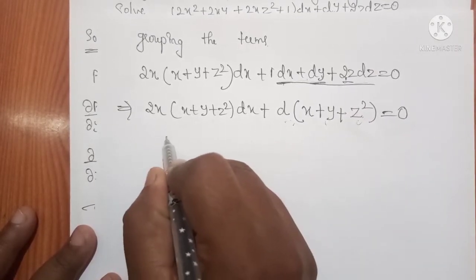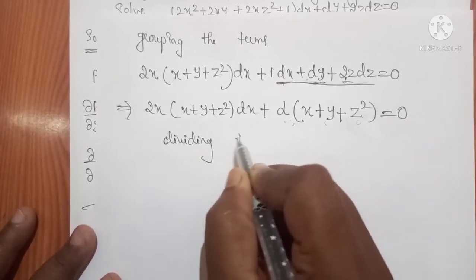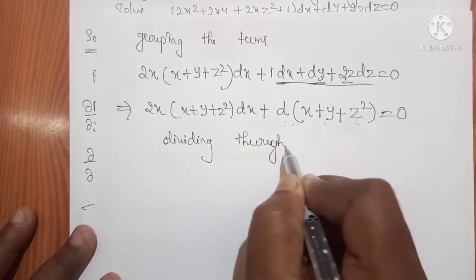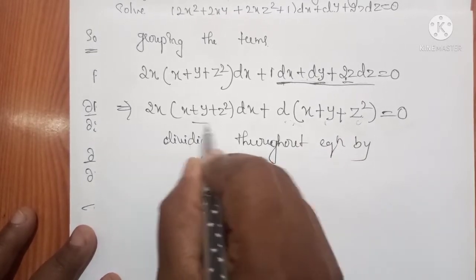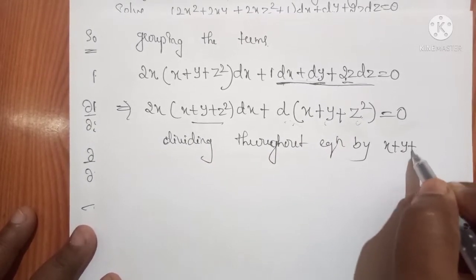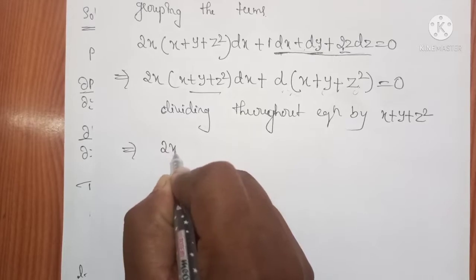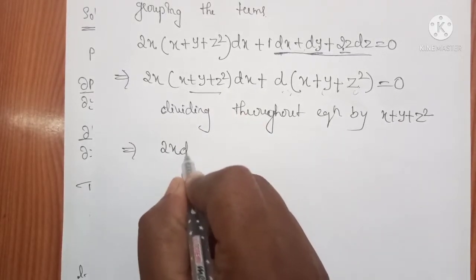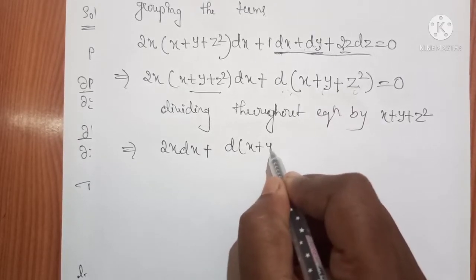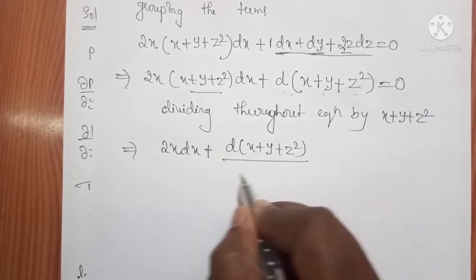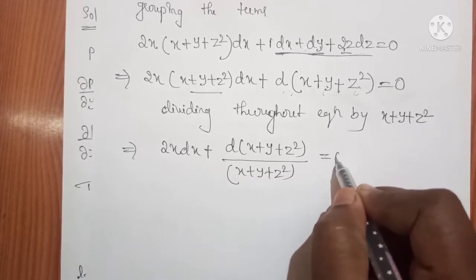So now, dividing throughout the equation by this term, that is x + y + z². On dividing throughout this equation, we get 2x dx, where the terms cancel, plus d(x + y + z²) divided by (x + y + z²) equals to 0.